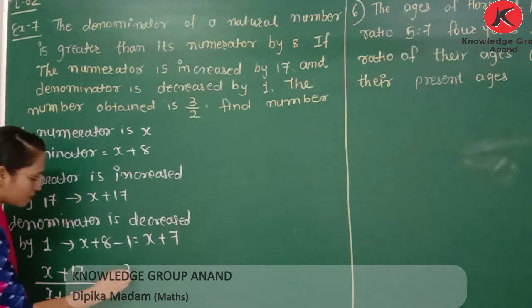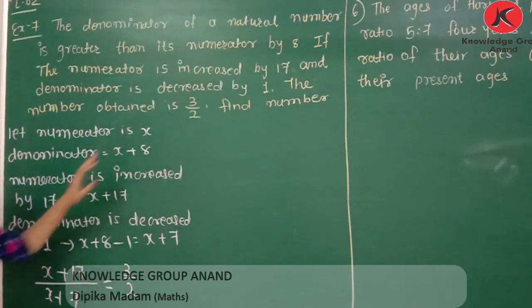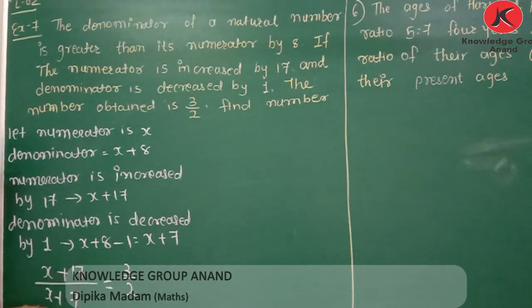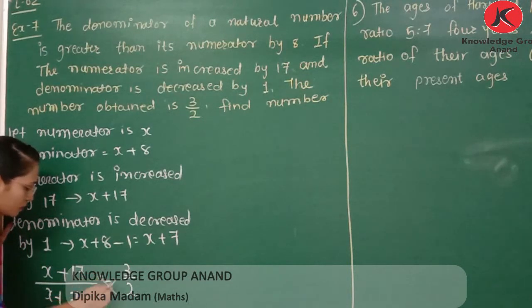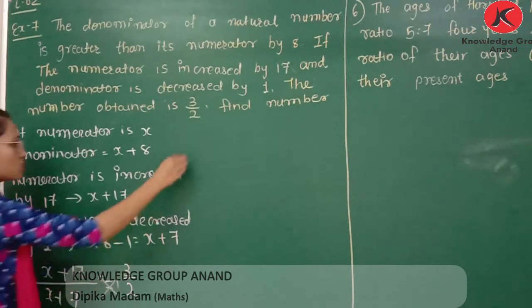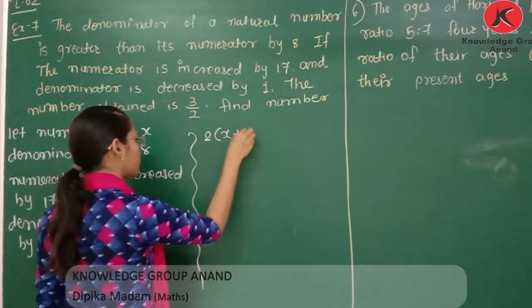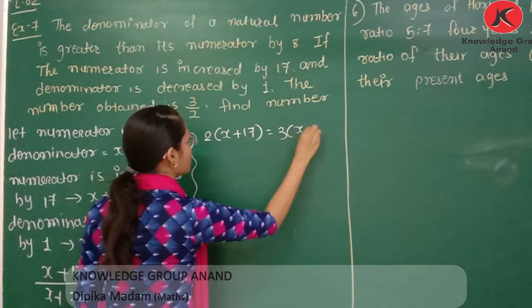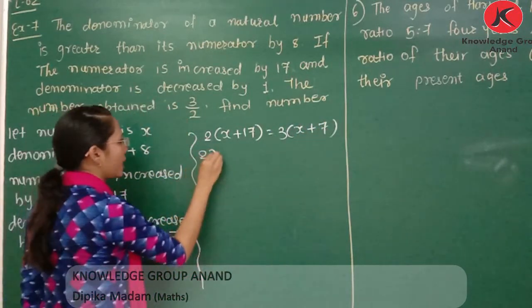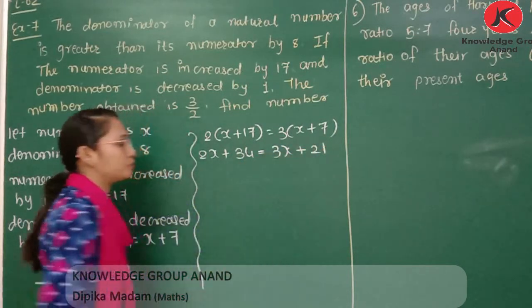But this number is equal to 3 by 2. It is given that the number obtained is 3 by 2, meaning whenever you increase numerator by 17 and decrease denominator by 1, you will get 3 by 2. Now again this is the equation we already solved in a previous example. So cross multiplication: 2 is multiplied with x plus 17 and 3 is multiplied with x plus 7. Open the bracket: 2x plus 34 equals 3x plus 21.